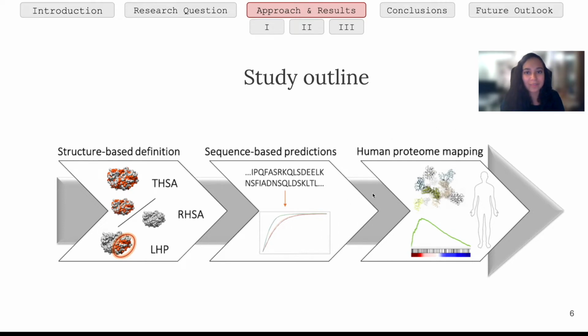And finally, we give some initial insight into the function of these hydrophobic proteins. So we looked at tissue enrichment, disease enrichment, function enrichment, and at the overall expression level of proteins with different amounts of hydrophobic surface area in the human proteome.